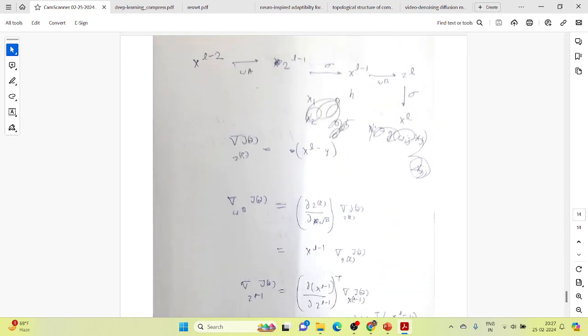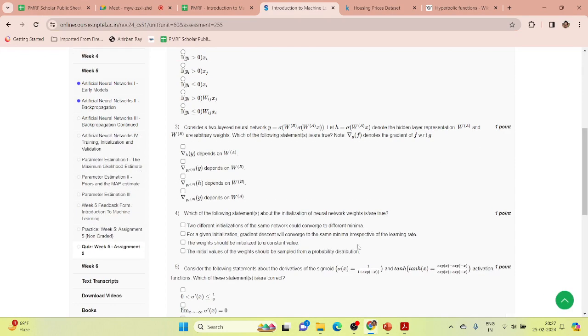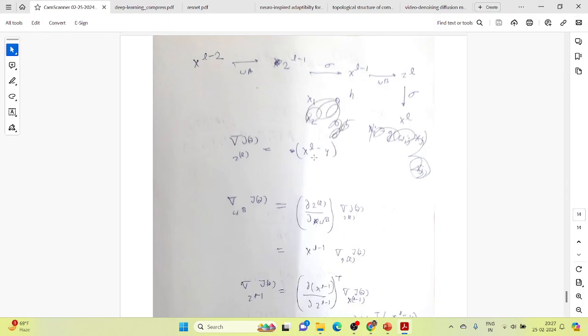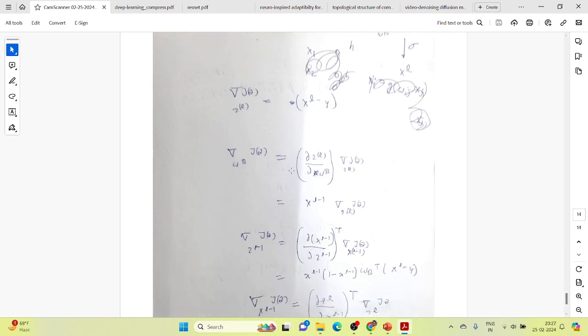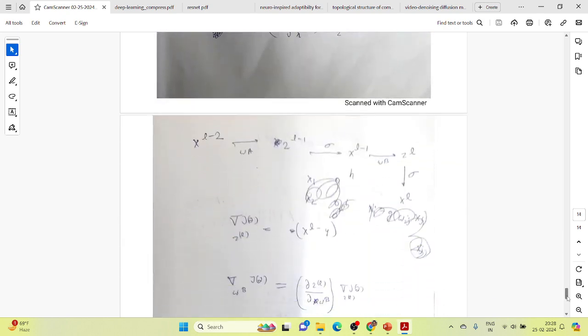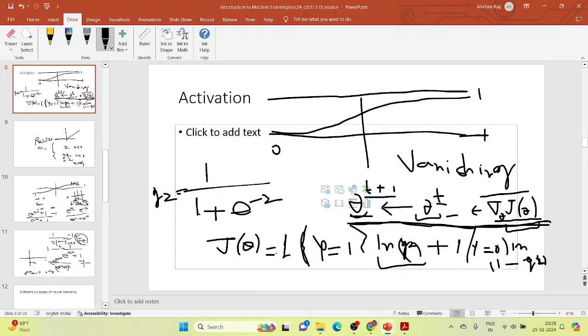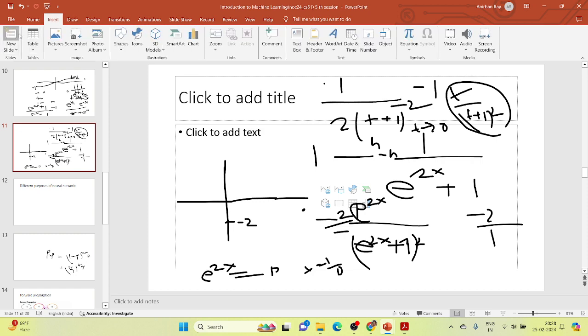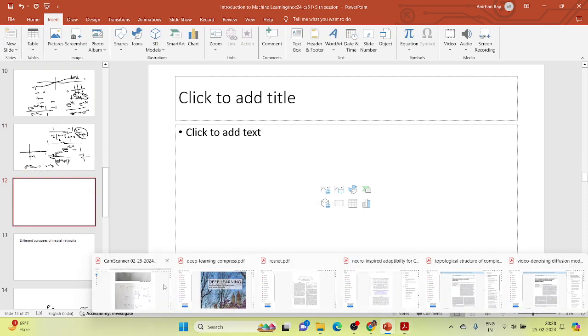So what I have done is what I have written before. Del J theta with respect to ZL is equal to XL minus Y. Hypothesis minus the original Y. And now with respect to WB, as you see here. Let me write it down.